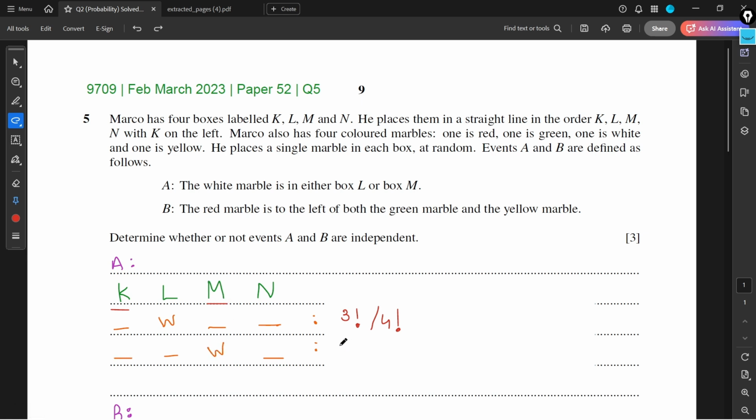Again, I can say that the favorable outcomes are 3 factorial ways to arrange the other balls, keeping W in the box N, out of the total of 4 factorial possibilities. And if I just add them together, I will be able to calculate the probability of event A as 1 by 2. So that's my answer for the probability of event A.